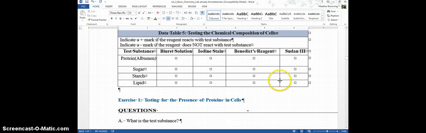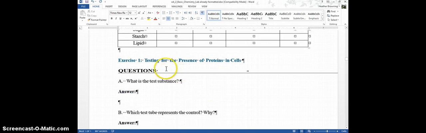You should have, of course, at least probably one thing per one. And if you're not sure, the exercises that tell you what you're testing for will probably tell you which solution you use, and then you can figure it out that way. Alright? So testing for the presence of protein is out.